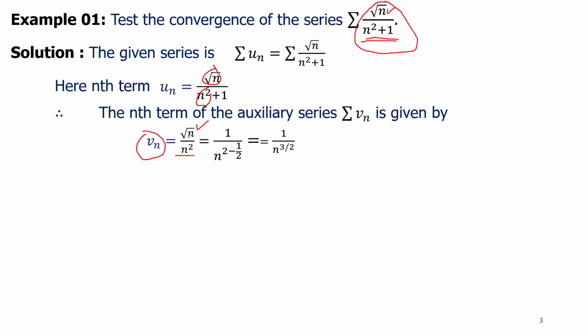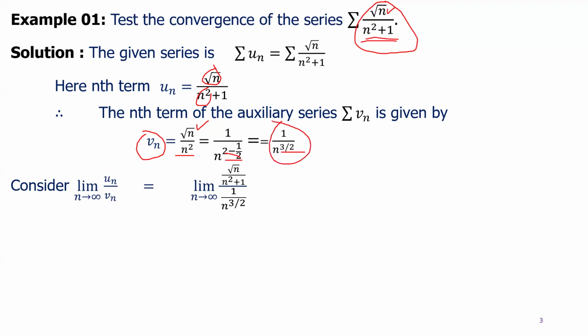Now, root of n is n to the power 1 upon 2, and in the denominator 1 upon n square, so it is n to the power 1 upon 2 minus 2, which is n to the power minus 3 upon 2. Simplifying, 1 by 2 minus 2 is minus 3 by 2. So this is the auxiliary series: sum of vn is equal to 1 upon n to the power 3 by 2.